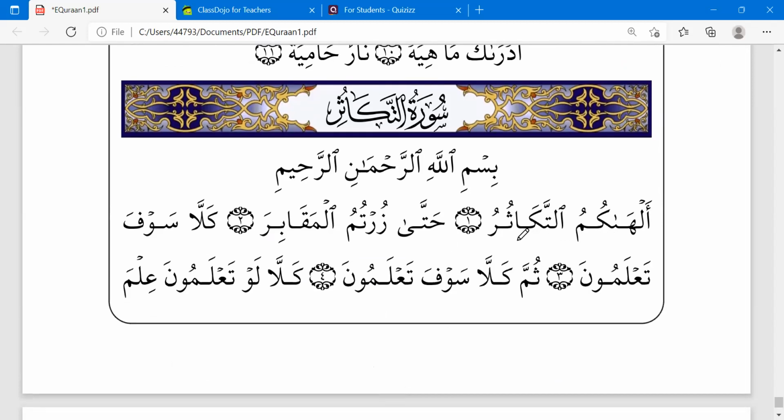Alhakumut takathur. Can I say takathuru? Takathur. But in the moment of takathuru, continue. I continue. Okay, but I will advise everybody, even including myself, I prefer to pause. Yes. Inshallah, and may Allah make it easier for us. Amen.